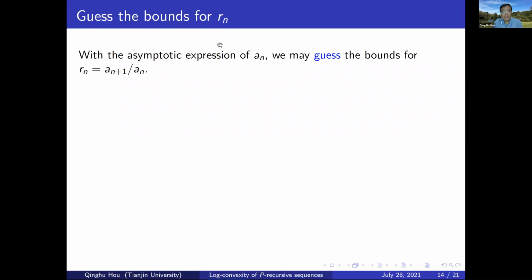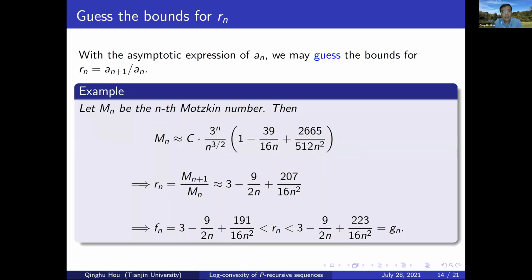So we need to guess the bounds. How to guess the bounds? We start from the ratio of two consecutive terms. We also use the asymptotic expression of a sub n. We can see it from this example. Let m sub n be the nth Motzkin number. Then we can compute that it has this asymptotic. And then for the ratio here, we cancel the constant and get this expression.